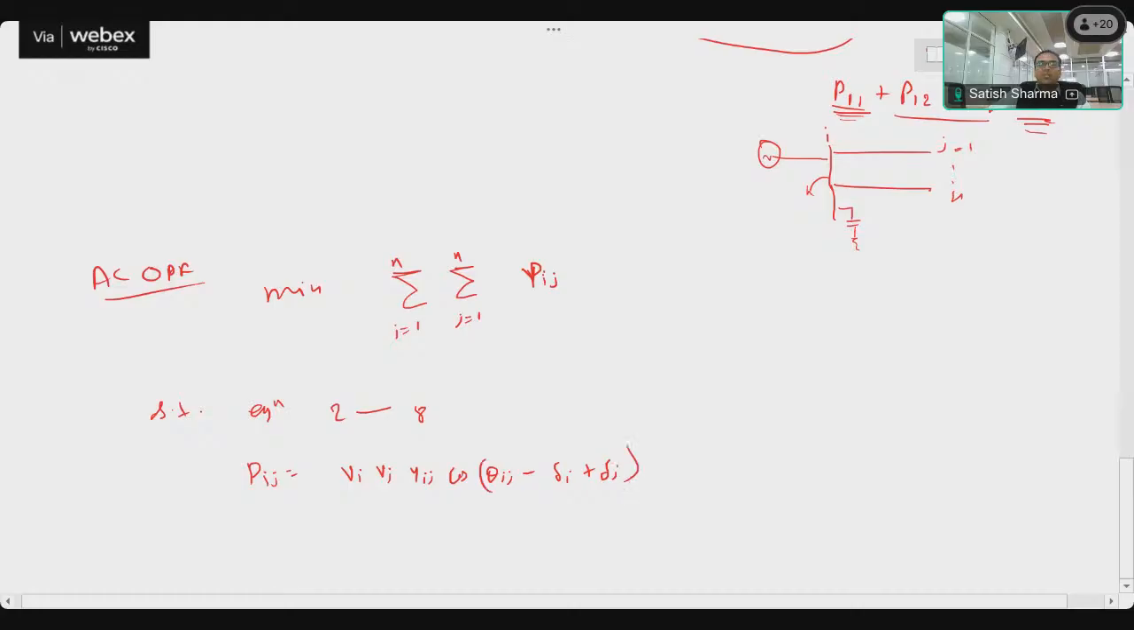Either this, or you can simply put this value directly instead of writing down this particular equation, and we can have an ACOPF with loss minimization objective, and the rest of the constraints will remain the same, equation number 2 to equation number 8. Is there any doubt so far?